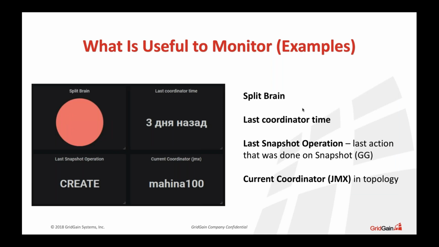Split brain can occur when the cluster is segmented and two or more coordinators are present within the same grid. To solve this problem, you will need to restart one part of the segmented grid, and you can use different techniques to determine which part you need to restart. Last coordinator time shows how long ago a node became the coordinator. This is needed to understand if the coordinator had a problem. All those metrics are available over JMX.